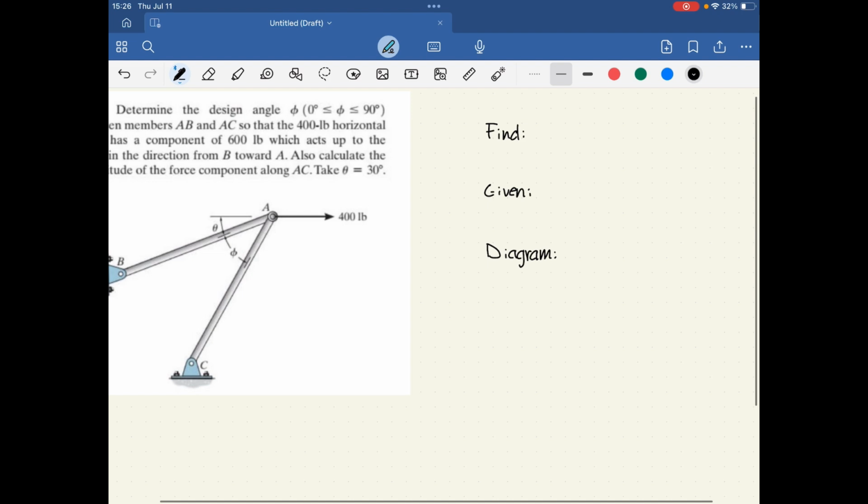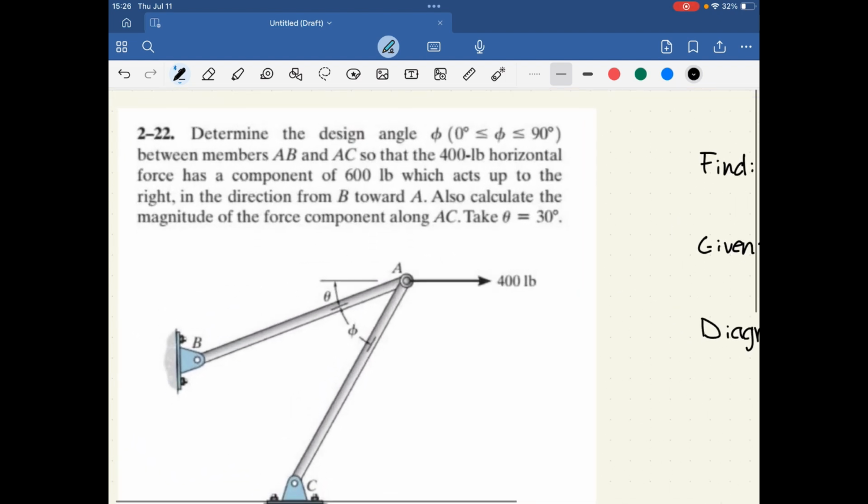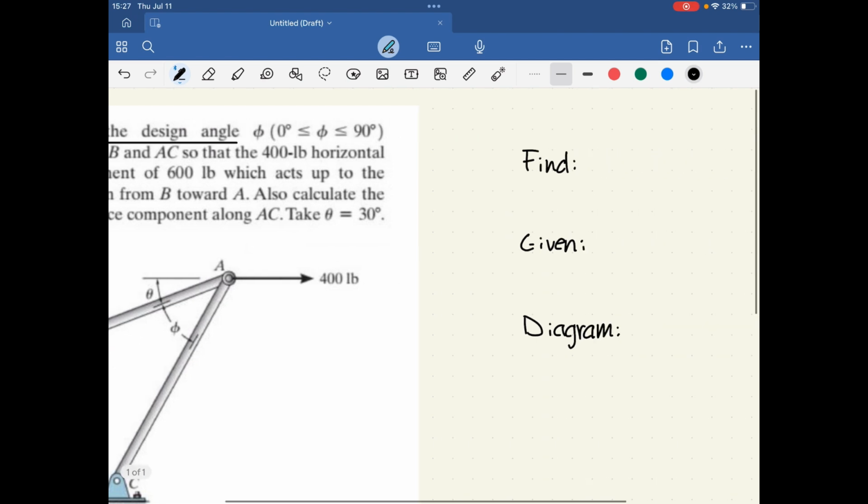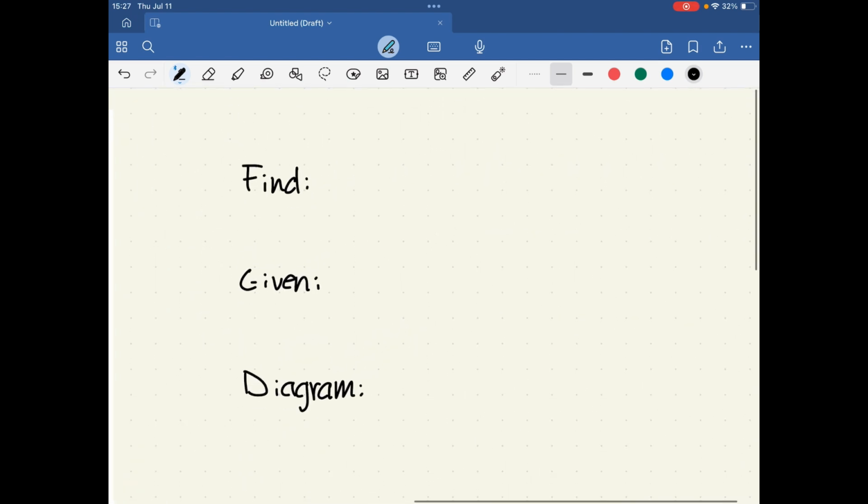Alright, first what are we asked to find? Determine the design angle, phi. So we can say find is phi, and this we can call the design angle.